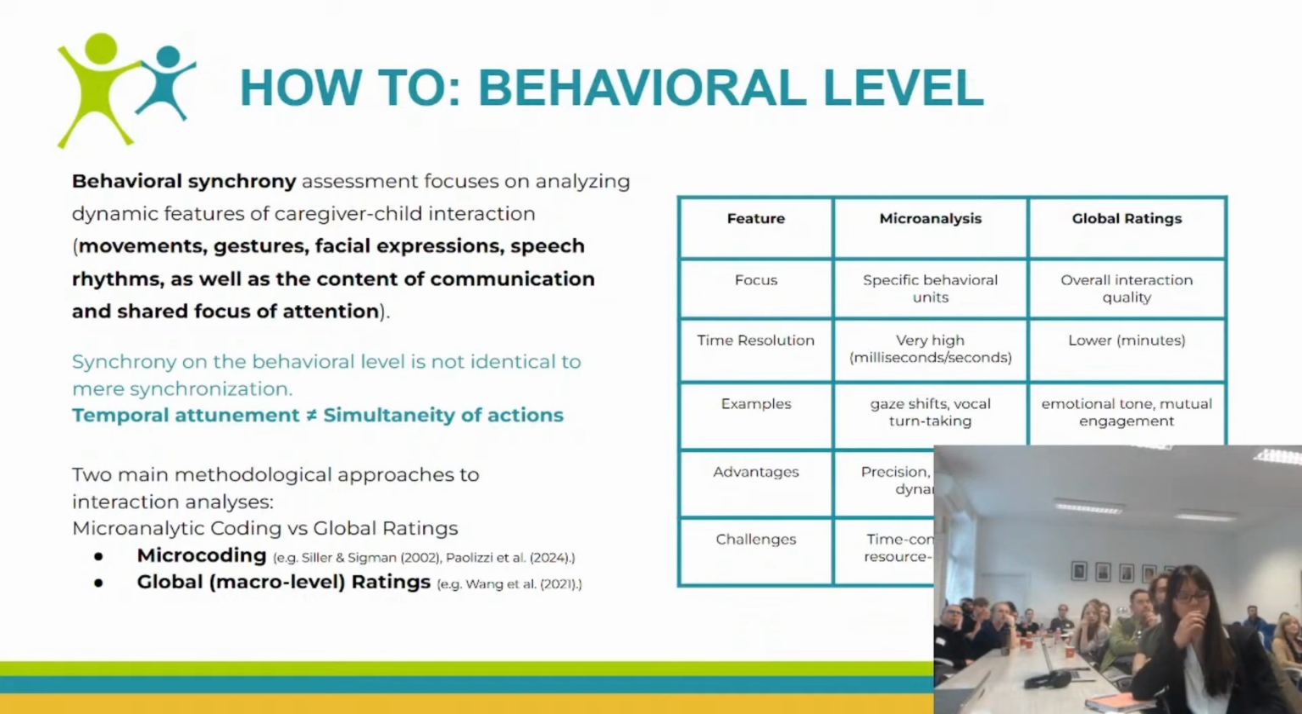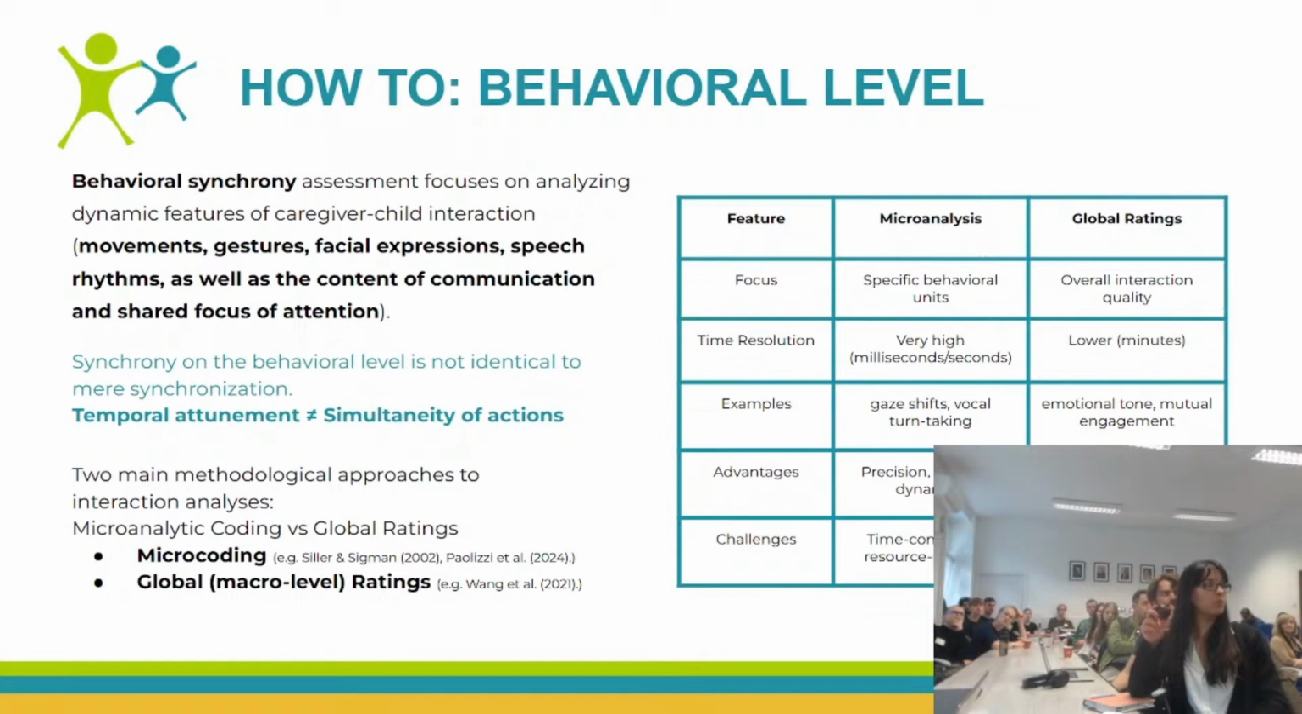So at the behavioral level, we focus on observable actions, how bodies, faces, and voices align in both timing and meaning during interaction. Behavioral synchrony is not the same as simple synchronization, which is more commonly seen in analysis of biological signals. Behavioral synchrony reflects something deeper, like temporal attunement, the ability of two partners to respond adaptively and contingently to one another. Studying behavioral synchrony requires analyzing real interactions, and researchers typically use one of two main approaches to do this.